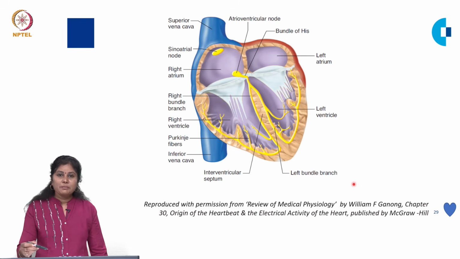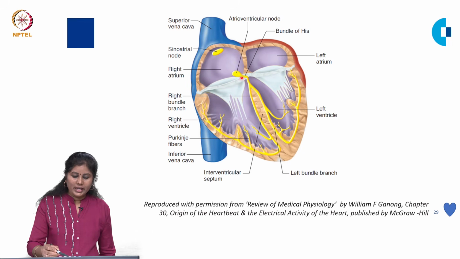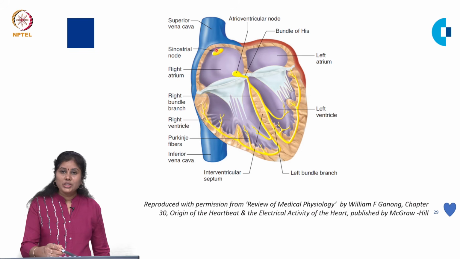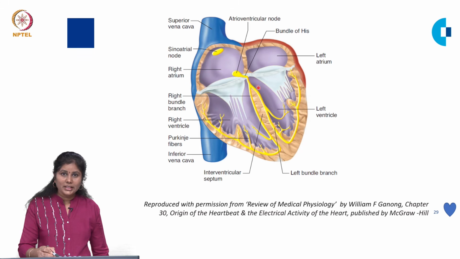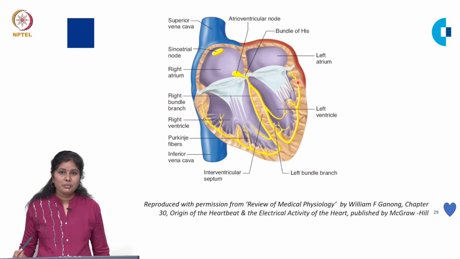So, once again this picture showing the SA node, AV node. Conduction occurs through the internodal tracts, and from the AV node, the bundle of His continues. It runs for a short distance in the upper part of the septum, divides into right branch and the left branch. The left branch again divides into anterior fascicle and the posterior fascicle, and both the branches run down the septum and merge with the Purkinje fiber system.